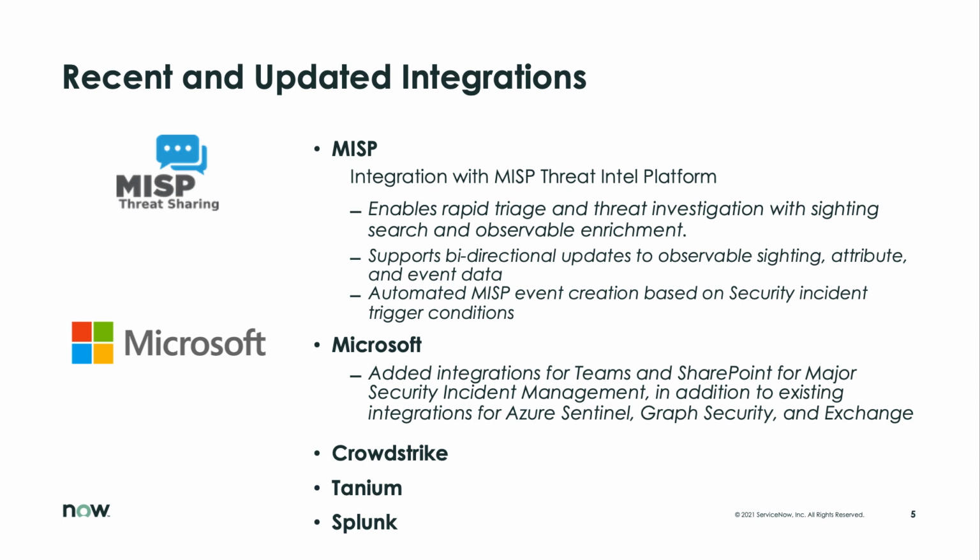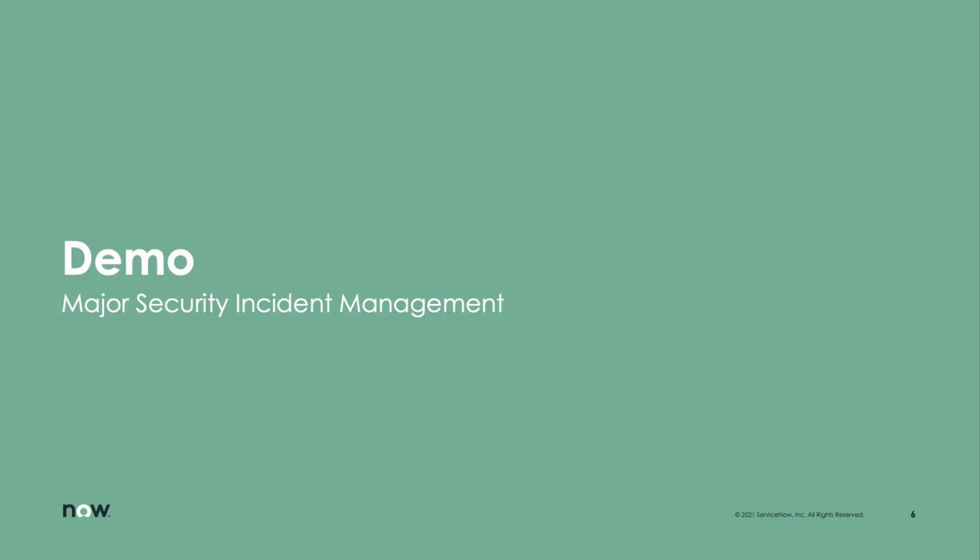We also added a new integration for MISP, Threat Intelligence Platform. This enables organizations to rapidly triage and investigate threats with sighting search and observable enrichment. It has bidirectional communication, so not only can you pull information down from MISP, but you can also update MISP with your organization's data. We've also added integration for Microsoft Teams and SharePoint for major security incident management. Now, this is in addition to the existing Microsoft integrations for things like Azure Sentinel, Graph Security API, and Microsoft Exchange. And we've updated our integrations for CrowdStrike, Tanium, and Splunk.